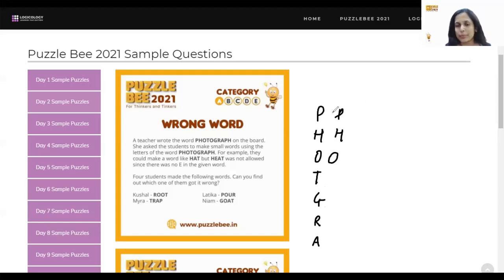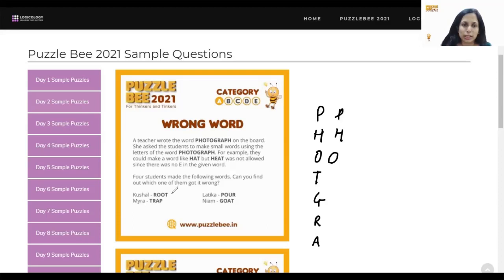So for example, you don't have the letter E here, so you cannot use E. And that's what this example said. You could make a word like hat because you had H, you had A, you had T, but you could not make the word heat because you did not have an E with you. Now 4 students made these 4 words. Now we need to find out which one of them got it wrong.